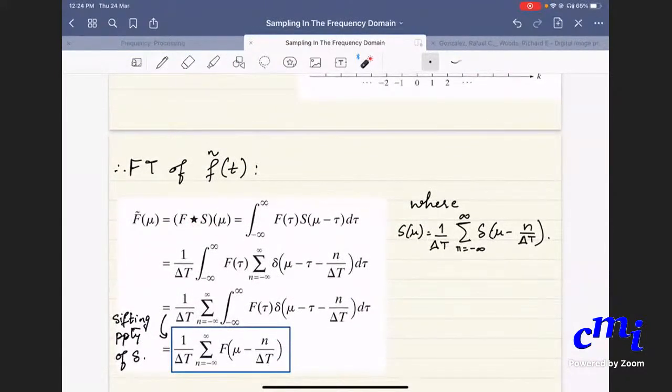In the textbook, wherever I have u, they have used mu. So u and mu are interchangeable in my notes. So the Fourier transform of f tilde, given by capital F tilde, is F convolved with S. The definition of convolution is simply the integral from minus infinity to infinity of F(tau) S(mu minus tau) d tau. This is by definition. Now you get the next step by just substituting this.